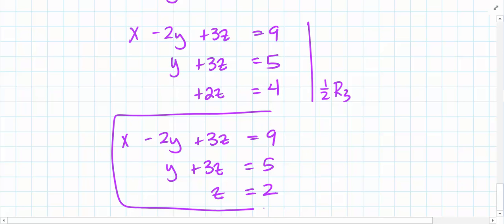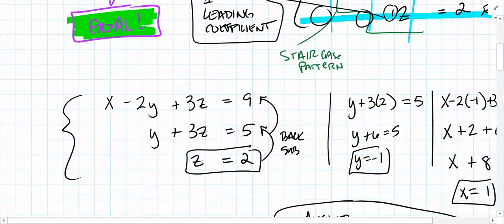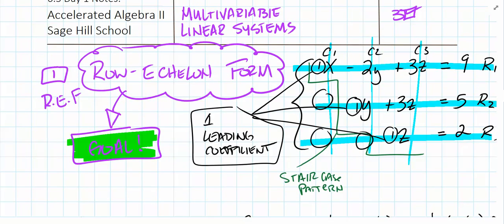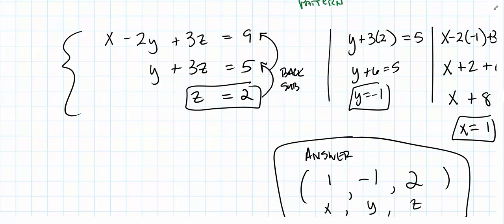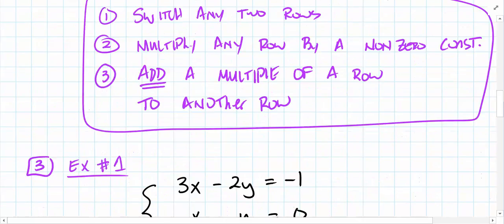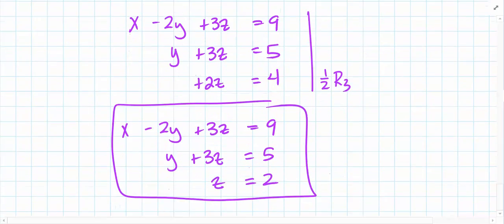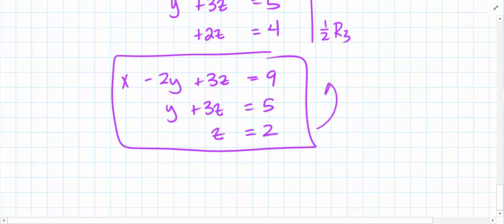Ladies and gentlemen, this is row echelon form. And if you look back up to the very first one, it's the very first one that we did, so we've come full circle in this lesson. The reason I did that one is because then you have the notes on how to solve it. From row echelon form, you could use back substitution to solve it.